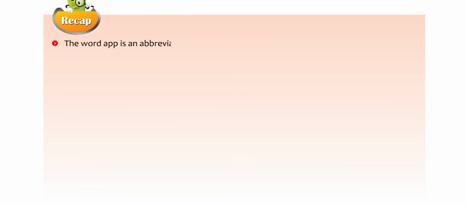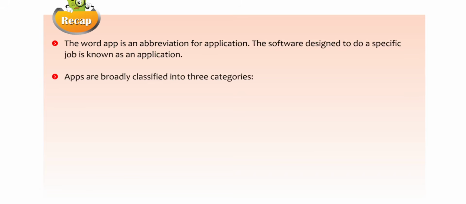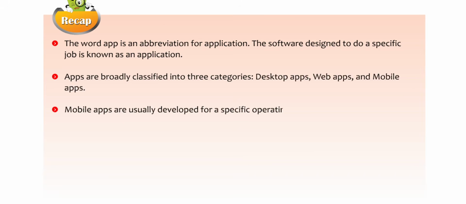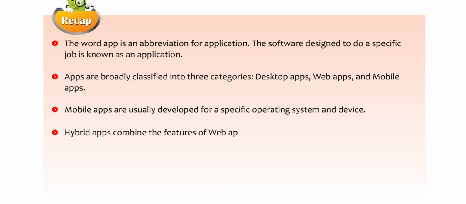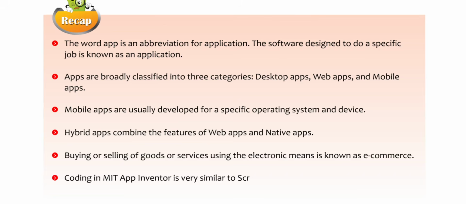Okay, students, let us take a recap of this chapter. The word app is an abbreviation for application. The software designed to do a specific job is known as an application. Apps are broadly classified into 3 categories: desktop apps, web apps, and mobile apps. Mobile apps are usually developed for a specific operating system and device. Hybrid apps combine the features of web apps and native apps. Buying or selling of goods or services using the electronic means is known as e-commerce. Coding in MIT App Inventor is very similar to Scratch.